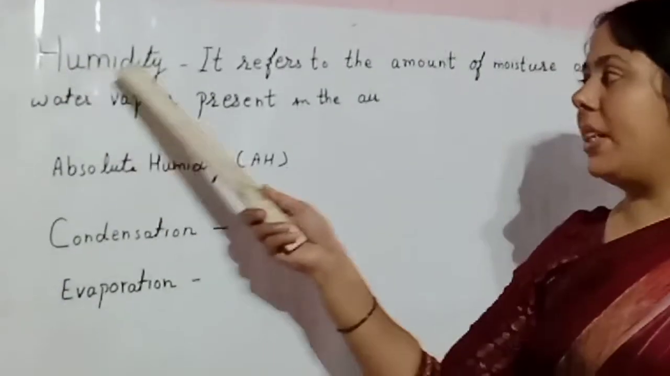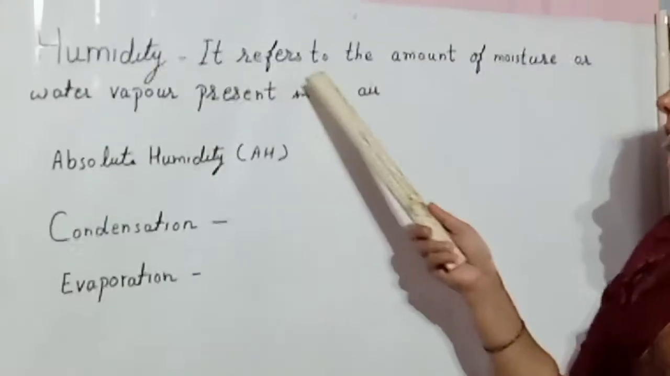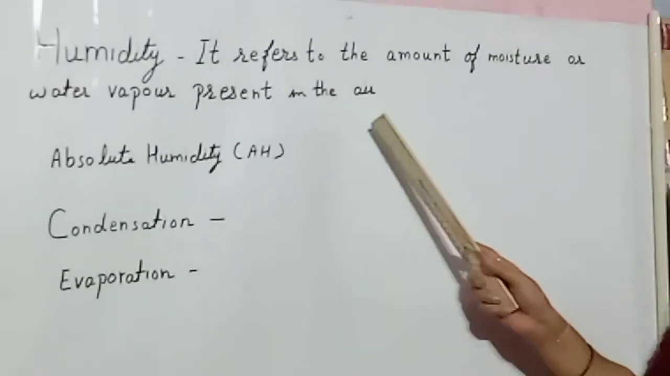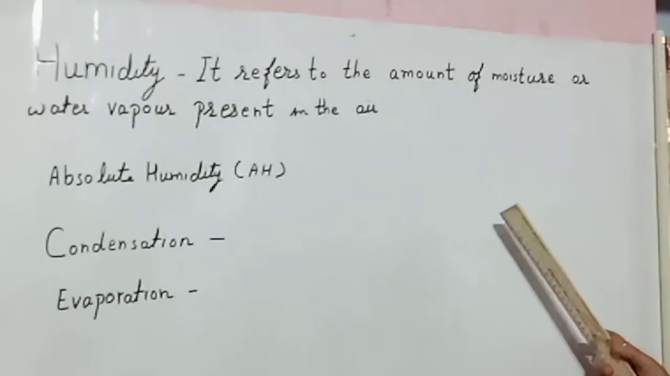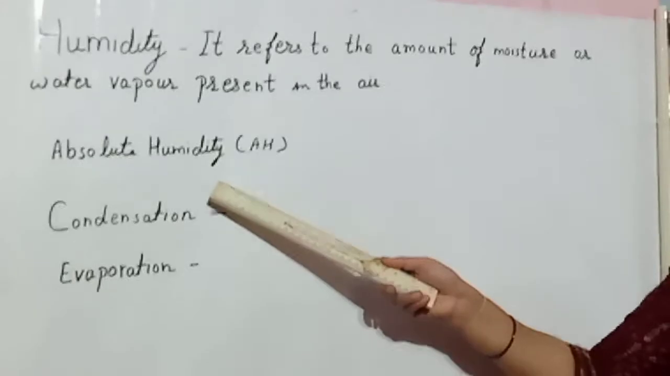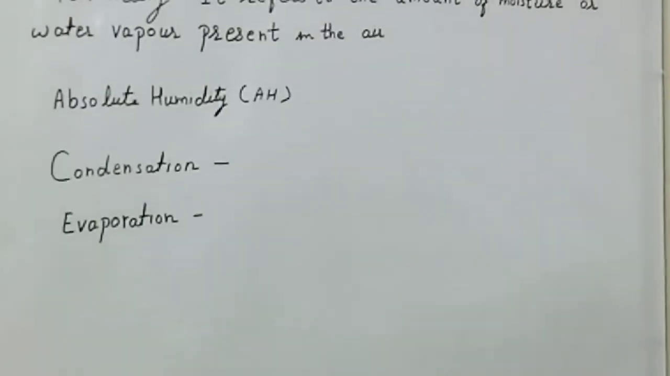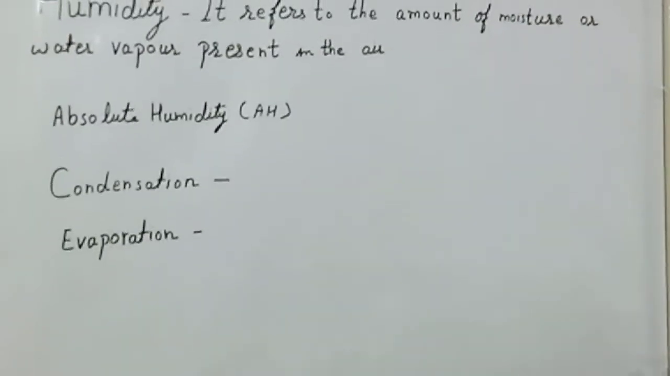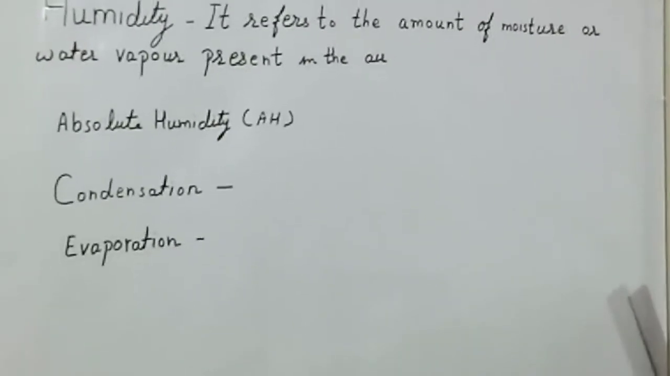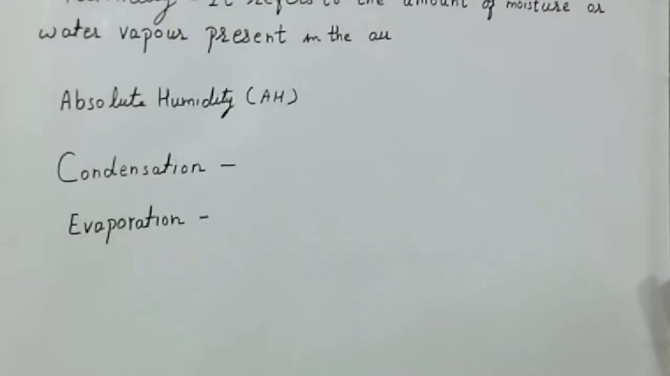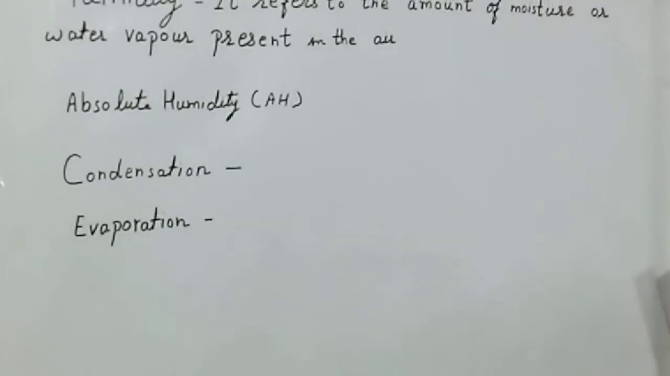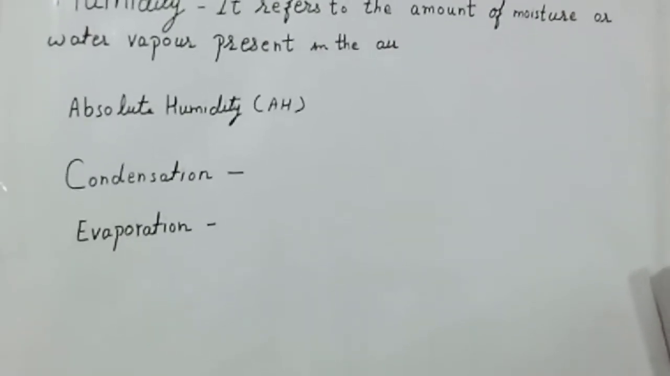Next is humidity. Humidity refers to the amount of moisture or water vapor present in the air. The actual amount of moisture present is called absolute humidity, which is expressed in grams per cubic meter of air. Humidity is an important element of weather. Air with a high percentage of relative humidity has great potential for condensation and precipitation.